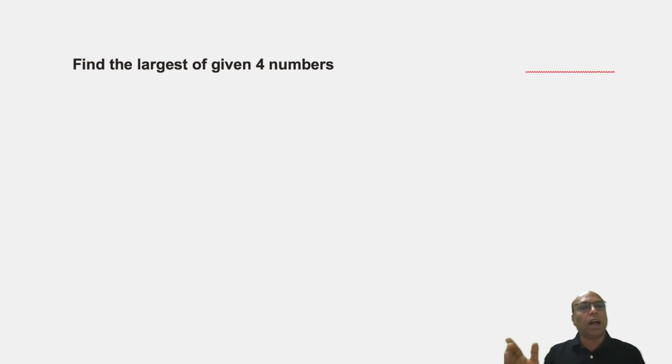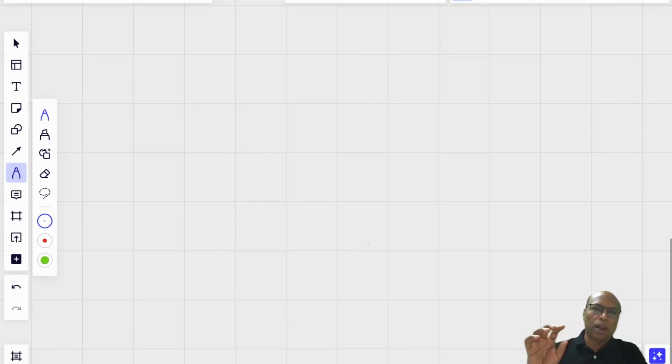Find the largest of the given 4 numbers. What has been given to you? 4 numbers. You need to find the largest of 4 numbers. So you know it very well. If you have been given n numbers, to find the largest of n numbers, how many comparisons are needed? N minus 1 comparisons, right? If you have 4 numbers, how many comparisons are needed? Only 3 comparisons.